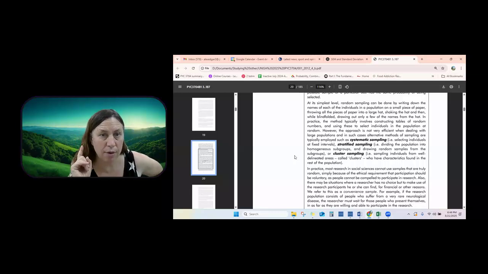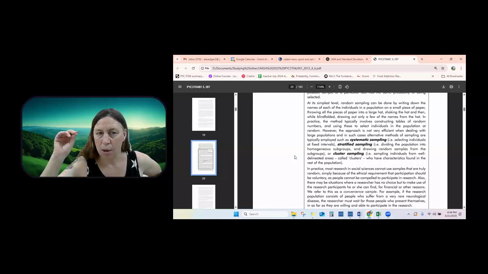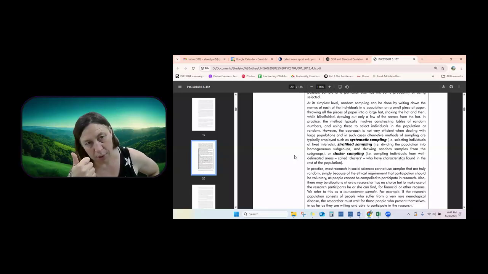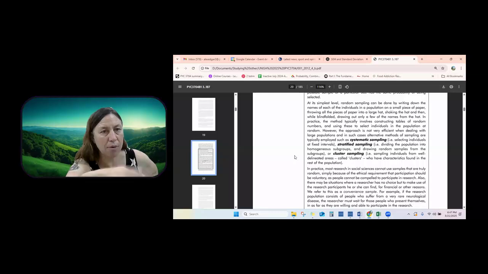That's stratified sampling. Or cluster sampling, where I go to a delineated area. So I go to Limpopo province, I get some people from there. I go to Gauteng, I get some people from there. I go to the Free State, I get some people from there. I go to the Northwest, I get some people from there. Cluster sampling. So we're looking at random, systematic being interval, stratified being different groups, and cluster being different areas. All right.